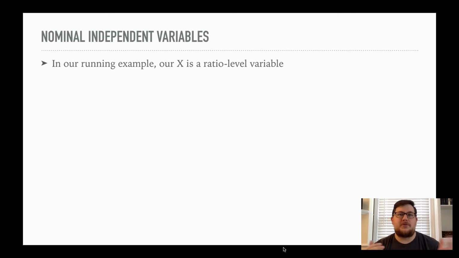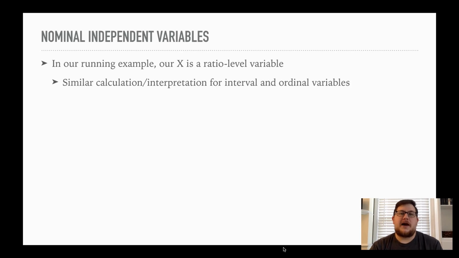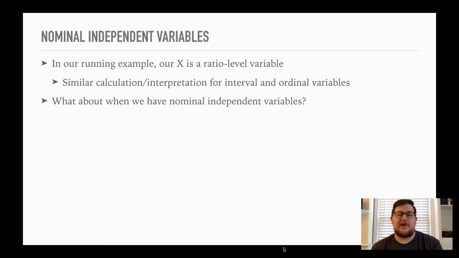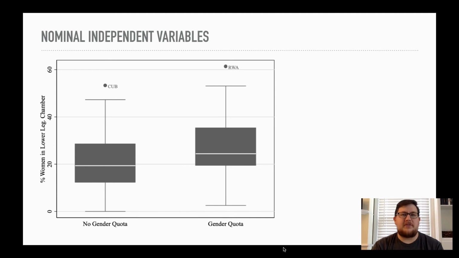The 0 means something, the 1 means something. Okay, and it's perfectly continuous. Now, we would use a similar calculation or interpretation for interval and ordinal variables. But what about when we have nominal independent variables, right? So for interval and ordinal level variables, you'd simply say, what's the effect of a 1 unit change? When we have nominal independent variables, we need to start thinking differently.